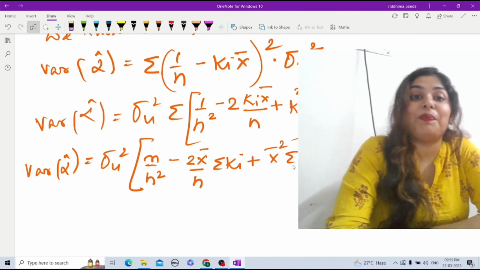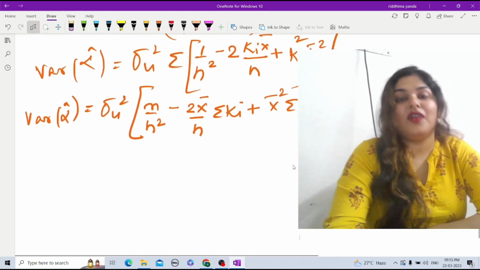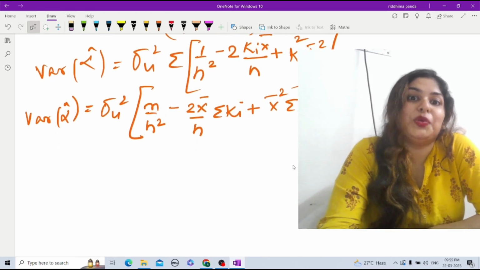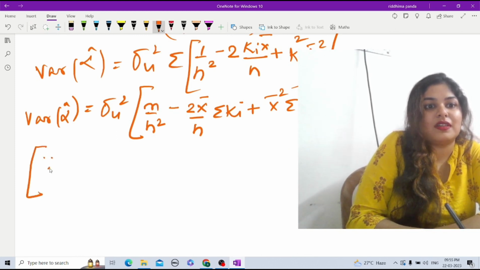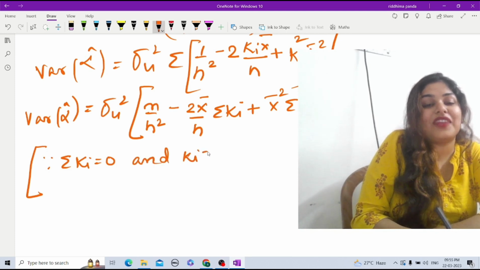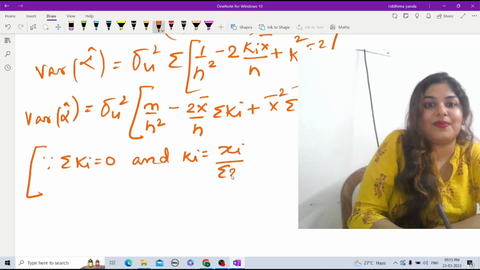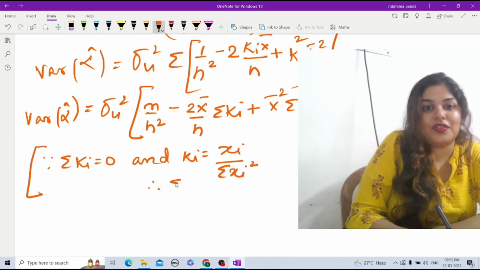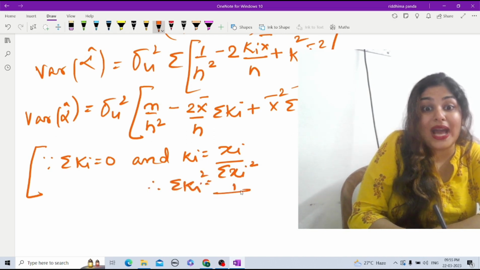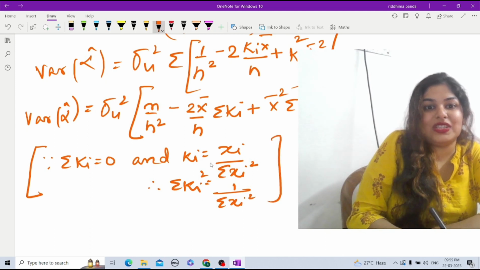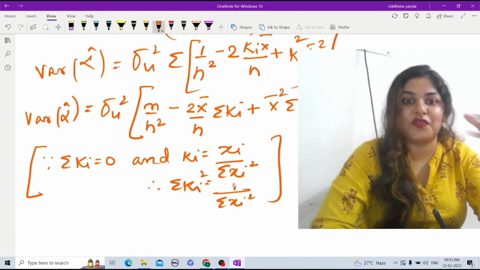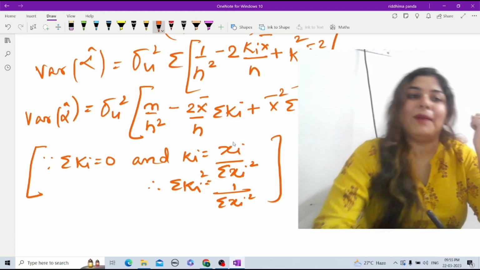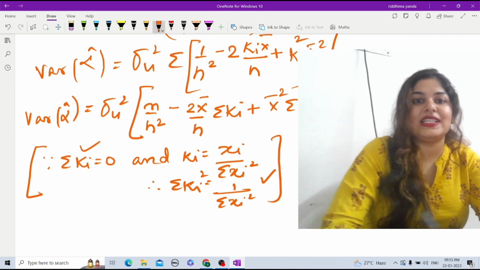Now again from the past derivations of the Gauss Markov theorem and the property of BLUE, we have certain values. What are the values? We have the value for summation ki, which is equals to 0, and the value of ki is equals to xi by summation xi square. So therefore summation ki square is equals to 1 by summation xi square. This we have already proved above while we were estimating the standard error of beta hat. So from there also we can put this value directly. But anyway, we know these values, so let us just put these values.